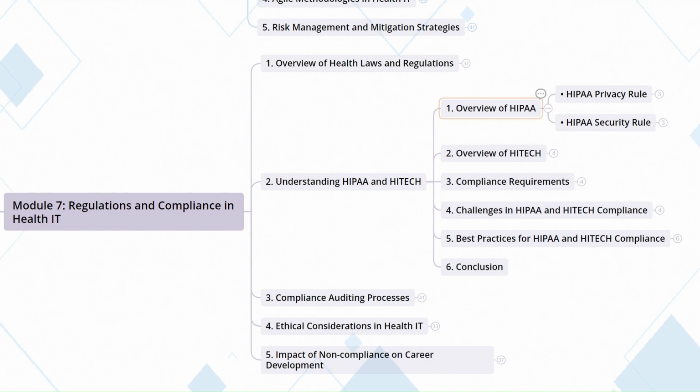Firstly, overview of HIPAA. It was enacted in 1996. HIPAA was designed to improve the efficiency of the healthcare system and protect patients' privacy. HIPAA has several components with two primary roles focusing on privacy and security.